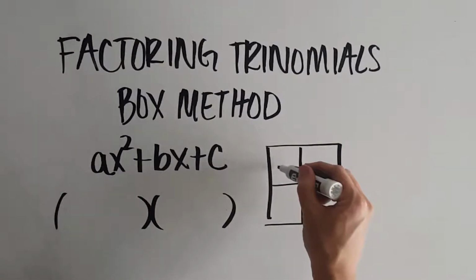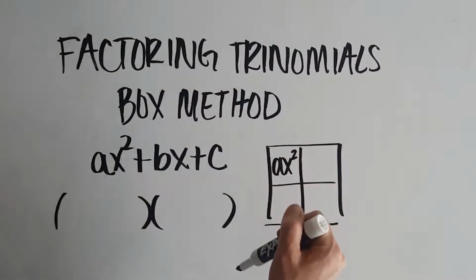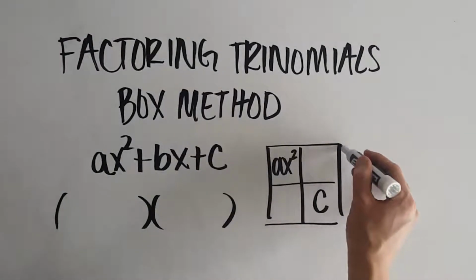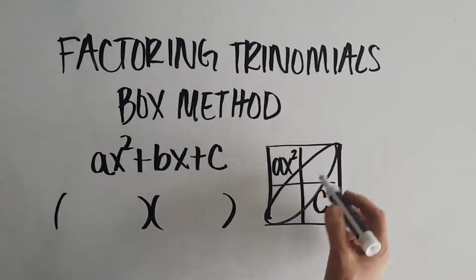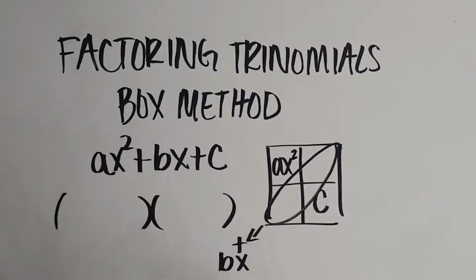We know that ax squared is always what we get when we multiply our x's together. Our c is always our constant, and these two corners of our box always add up to be bx. Okay? So knowing this, we can work backwards and figure out what things I multiplied to get my box or my trinomial, and then figure out those two binomials. So let's look at an example.